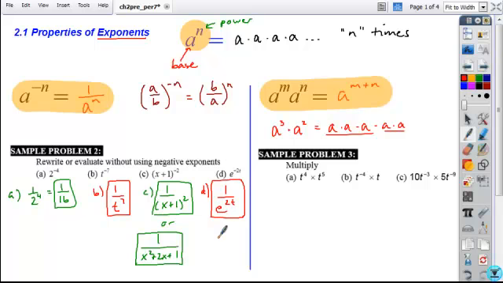All right. Questions working with negative powers?